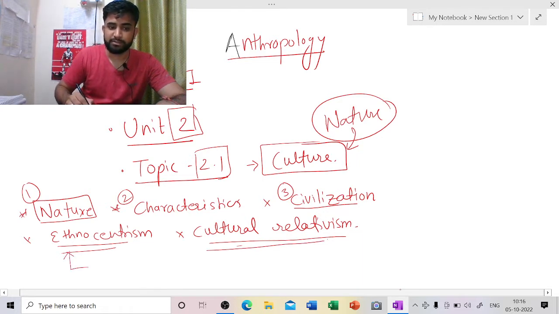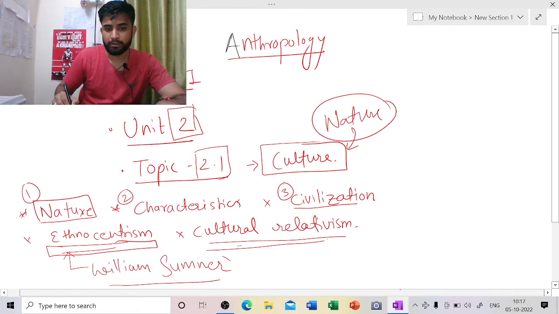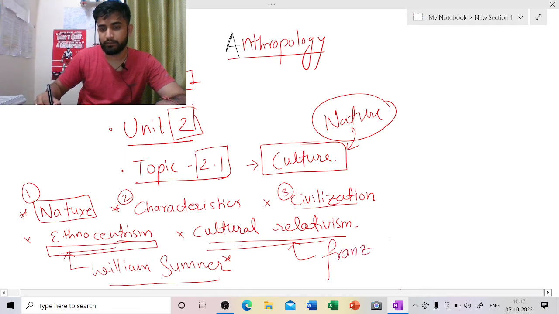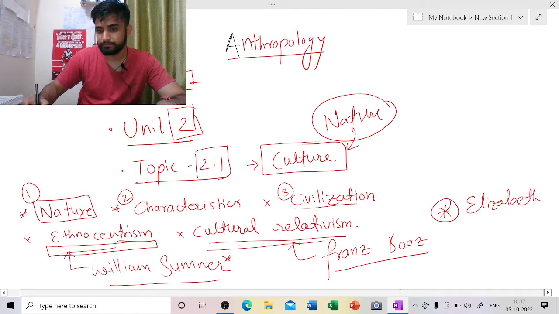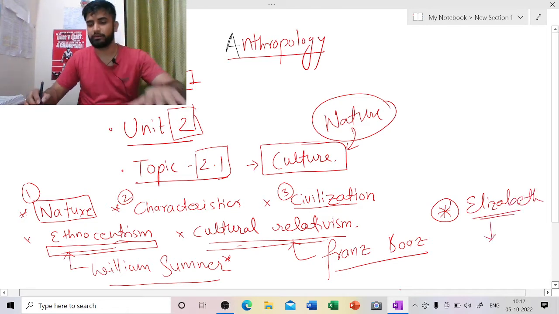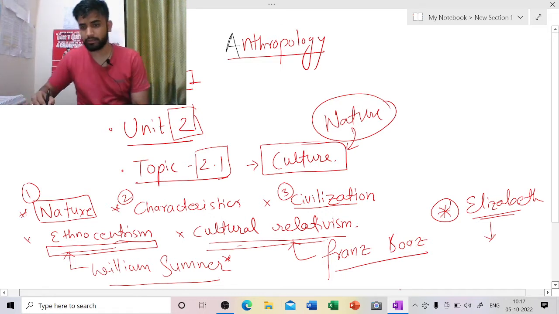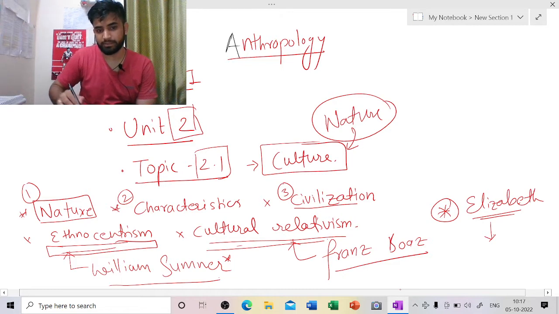As far as ethnocentrism is concerned, the moment you hear this word ethnocentrism, you should write a name, William Sumner. And when you hear cultural relativism, you should remember the name Franz Boas. If there is any question on ethnocentrism and cultural relativism, you should also remember the name of Elizabeth. She was basically a critic of both. So we will be dealing with her in this particular topic.